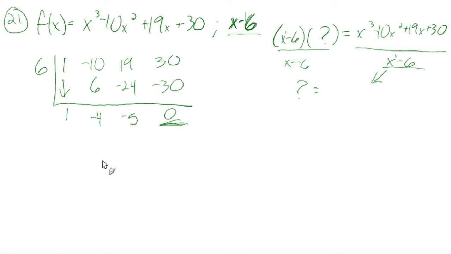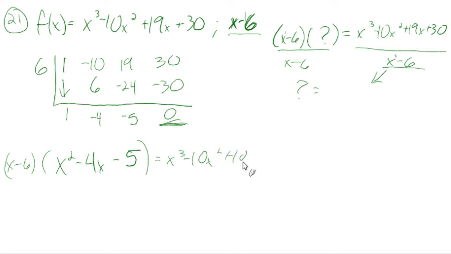And the next part of the process should make that pretty clear too. Let's see what we get. What's left over here? We get x squared minus 4x minus 5. So what we're seeing here is that x minus 6 times x squared minus 4x minus 5 is equal to x cubed minus 10x squared plus 19x plus 30. So what they've asked us to do is they've given us the first factor and asked us to find the rest of the factors, to factor it as much as possible.